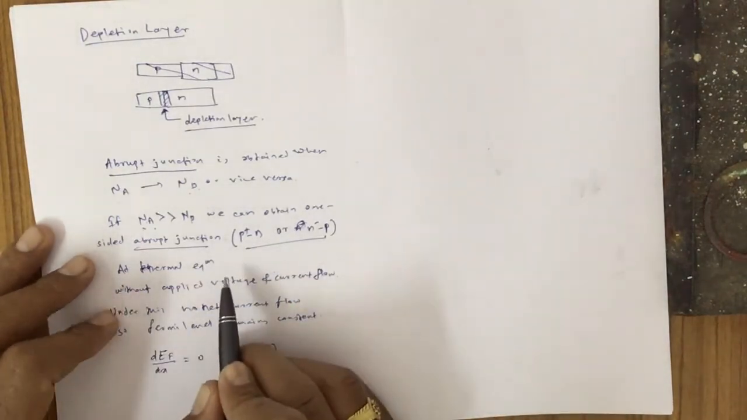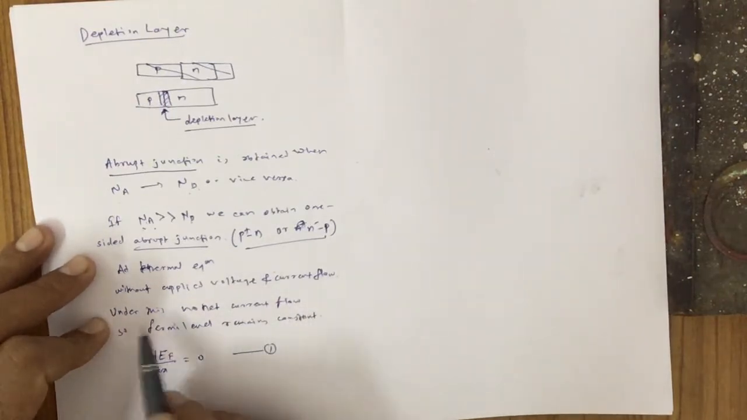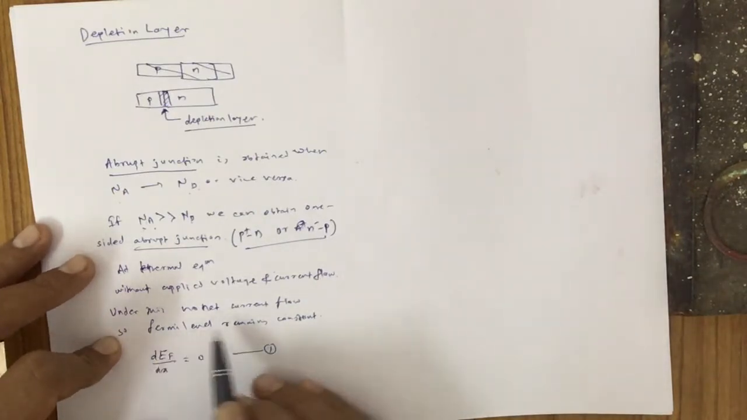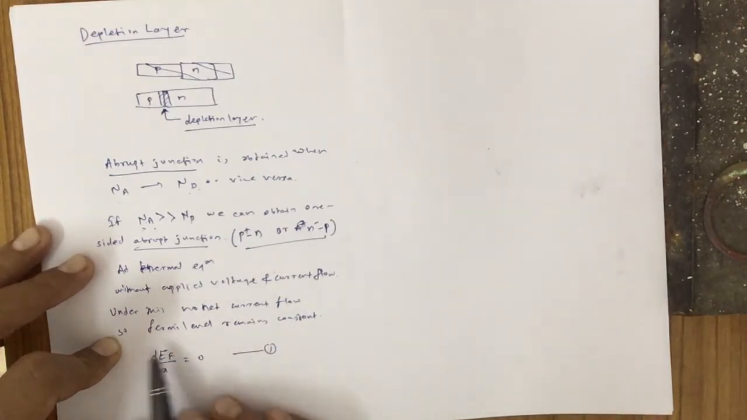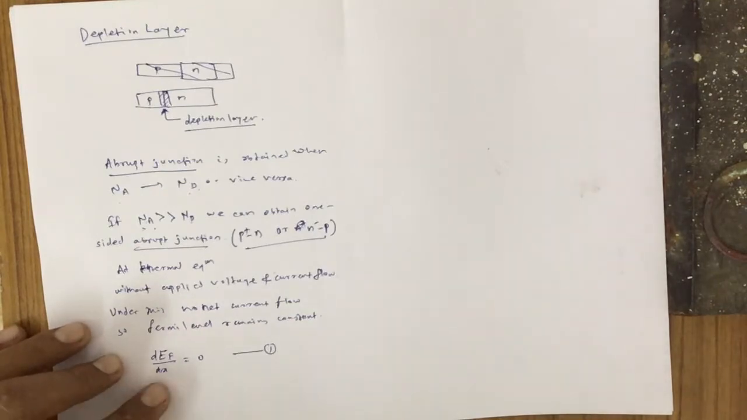Now at thermal equilibrium, meaning without any applied voltage or current flow, this is the equilibrium condition, or thermally equilibrium condition. Without any biasing at thermal equilibrium, the Fermi level remains constant. Over the distance it is not getting changed, so dEf by dx is equal to 0, and I can name it as equation number 1.